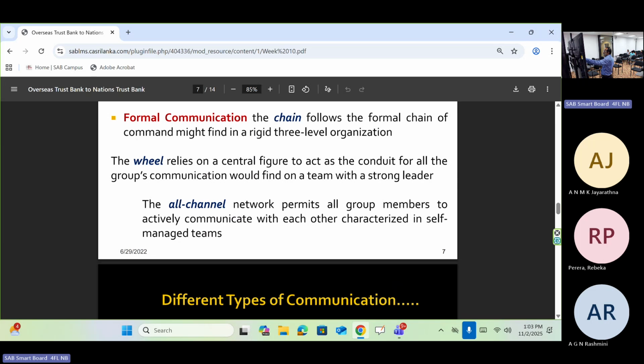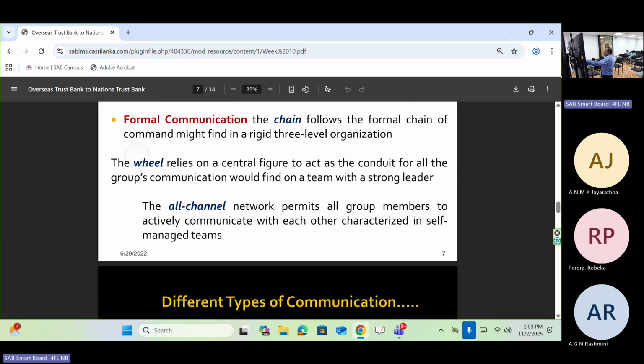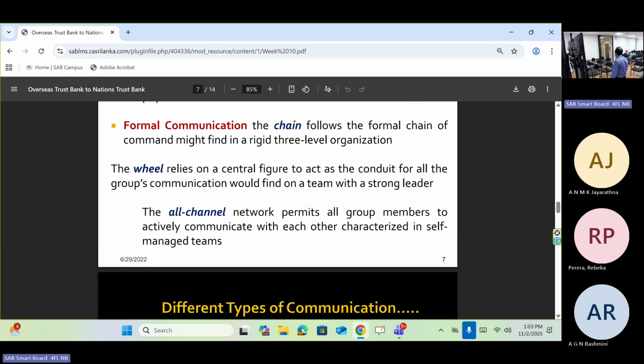Then in the formal communication, these architectural patterns can be seen. First one is the chain, no? In the hierarchy, vertical communication, chain is there. In the group communication, that is also formal, no? On the horizontal or lateral, wheel is there. Wheel. The leader as the nerve center, no? Communicate.